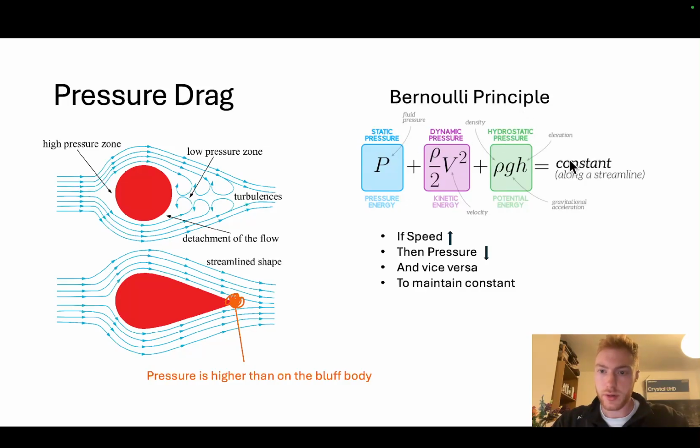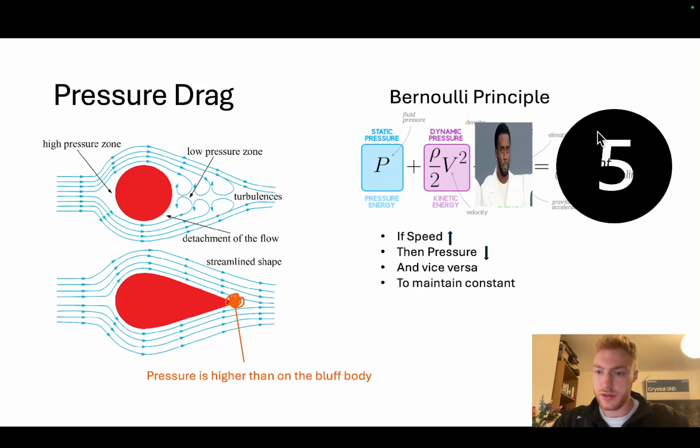So we've got this equation here. Let's get rid of this. This isn't relevant, so I can cover this up. And let's also make that constant a number, which makes it easier to understand. So now we've got pressure here, and this is a function of velocity or speed. But I'll simplify that even more.